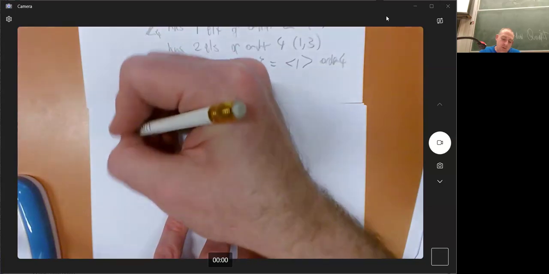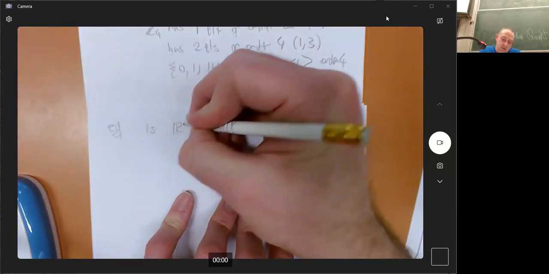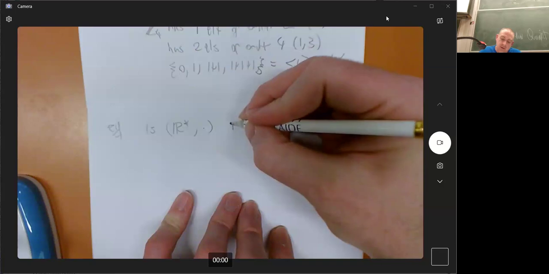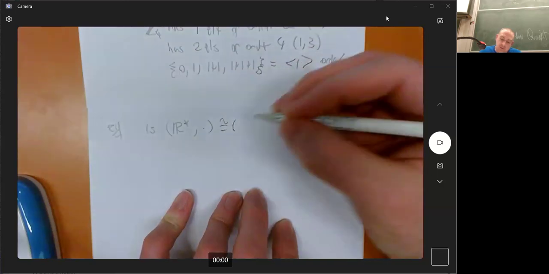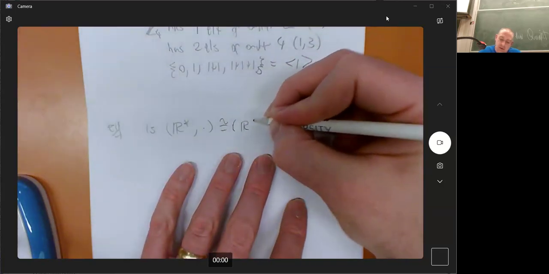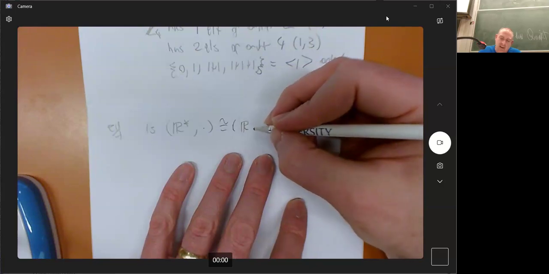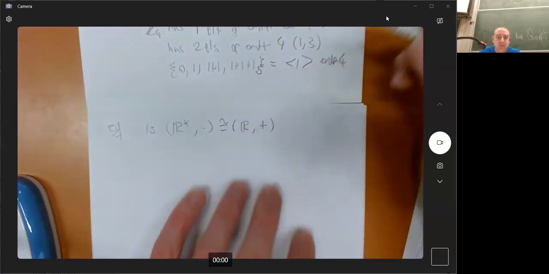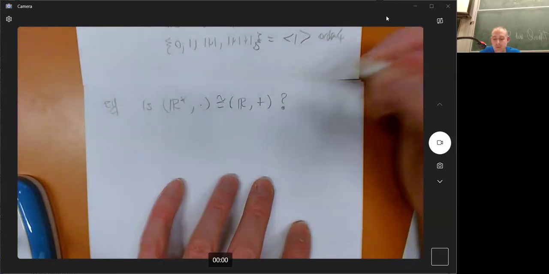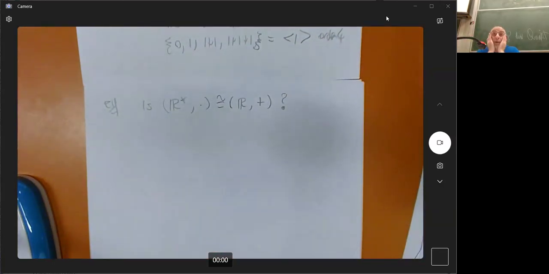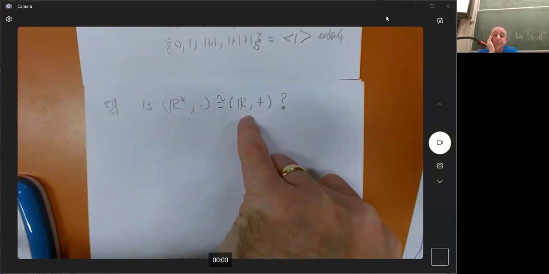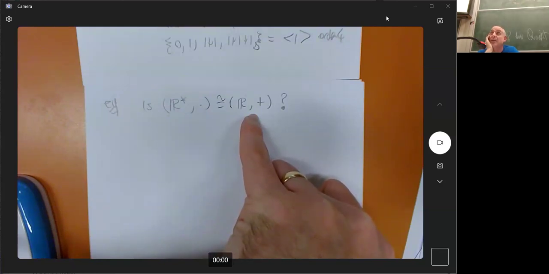But your other example is, is R star under times isomorphic to R under plus, was it? And those are infinite groups. So order is going to be a tricky one to talk about. Now, everything in R has order 0. Like it's impossible to keep adding things to get the same thing over and over and get back to 0.